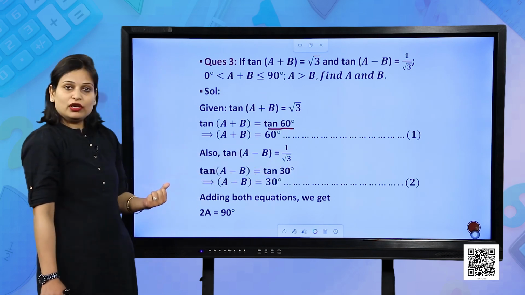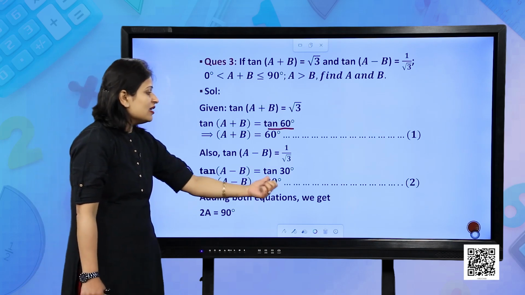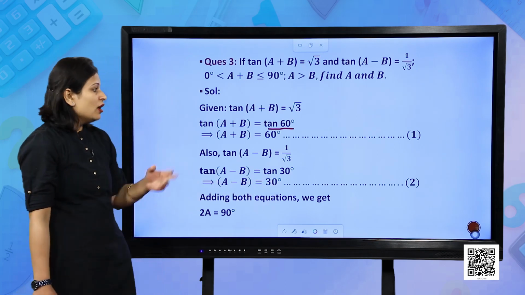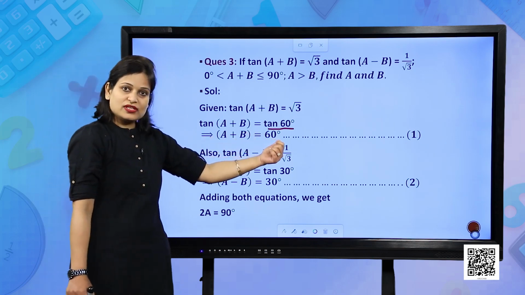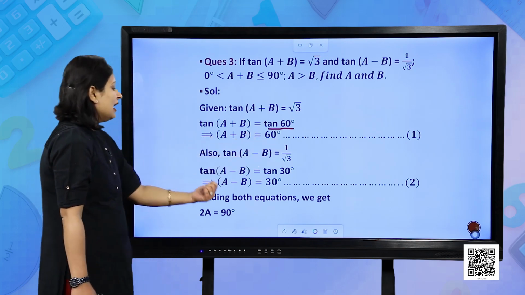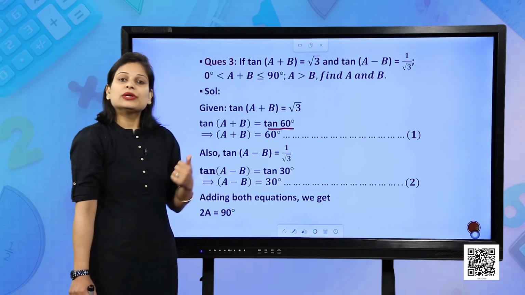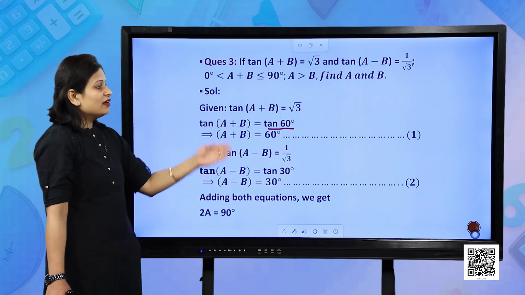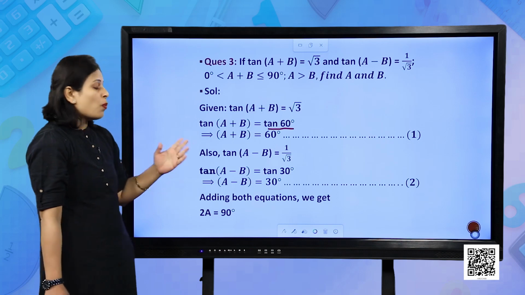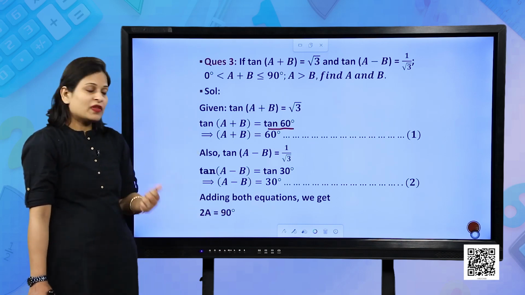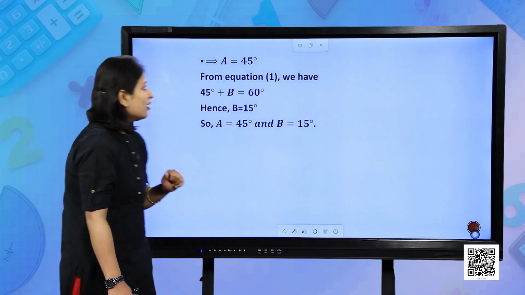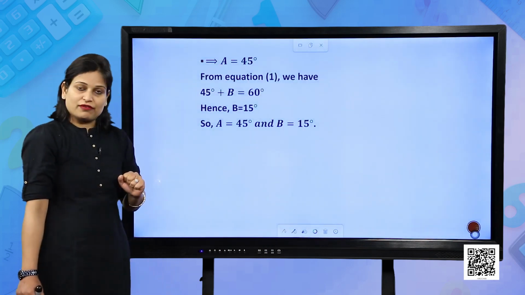After solving, what will you get? A - B is equal to 30 degree. So, you have two equations with you: A + B is equal to 60 degree and A - B is equal to 30 degree. Just add both the equations. What will you get? 2A is equal to 90 degree. So, the value of A will become 45 degree.